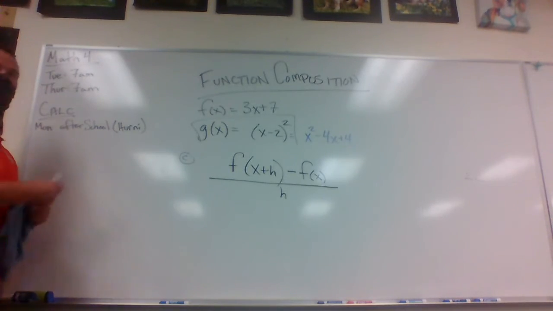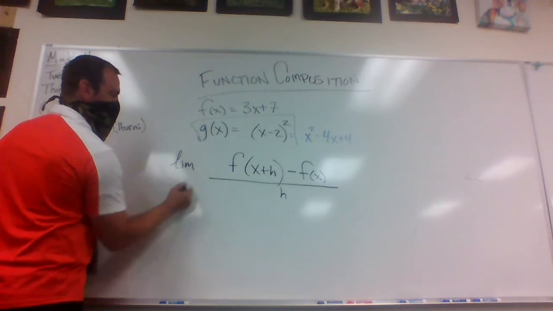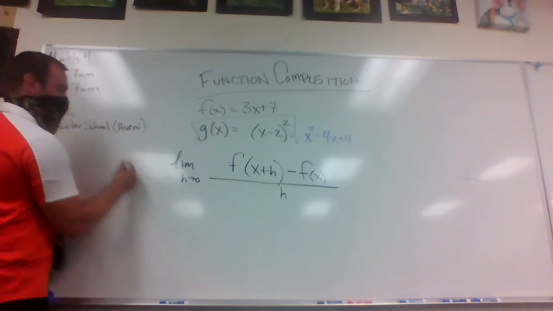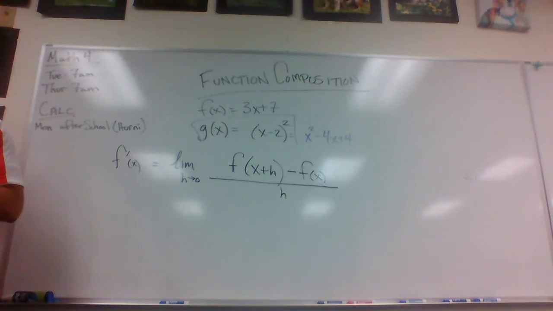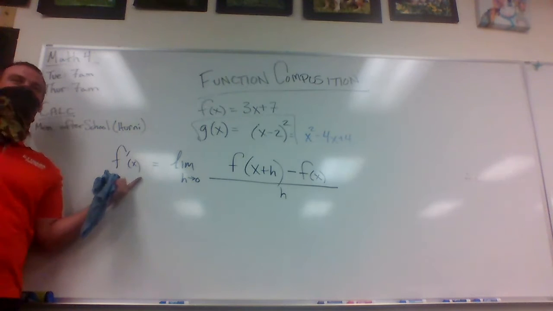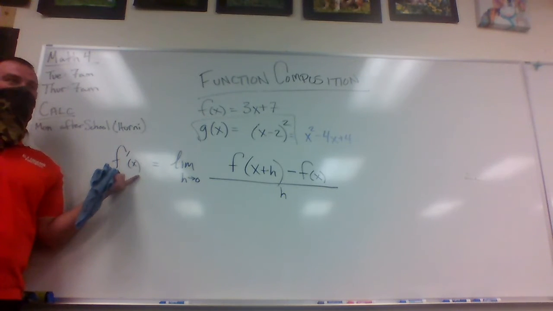Want to know a fun fact? If you take the limit of this as h approaches 0, this is equal to f prime of x. It's pretty cool. So f prime in calculus would be the derivative, or the slope of f of x. Does that make sense? So we'd find the slope of our function f of x. So that's where derivatives come from? Yep.